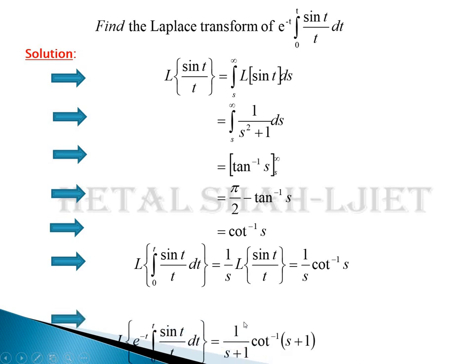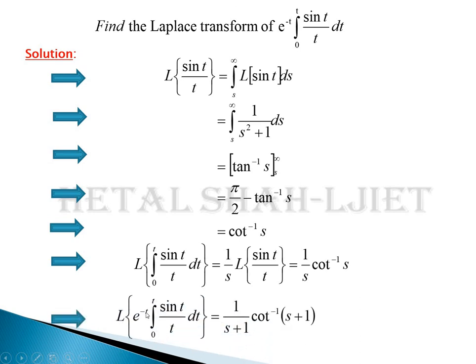But what about the Laplace of e raised to minus t times the integration of 0 to t sin t upon t dt? So this integral is our function of t, and with the multiple of this function of t, there is an exponential term. So we have to apply the first shifting theorem, and since the power multiple of t is negative, we apply the positive sign, that is 1 upon s plus 1 cot inverse s plus 1.